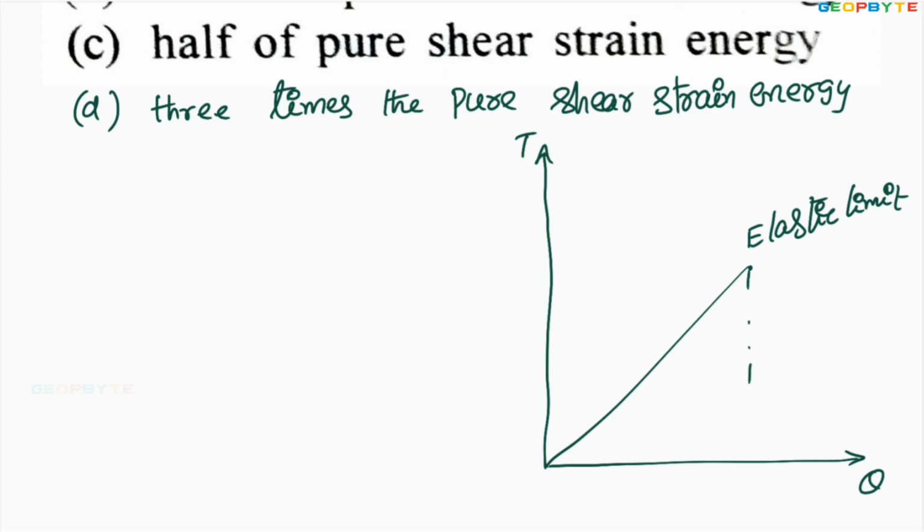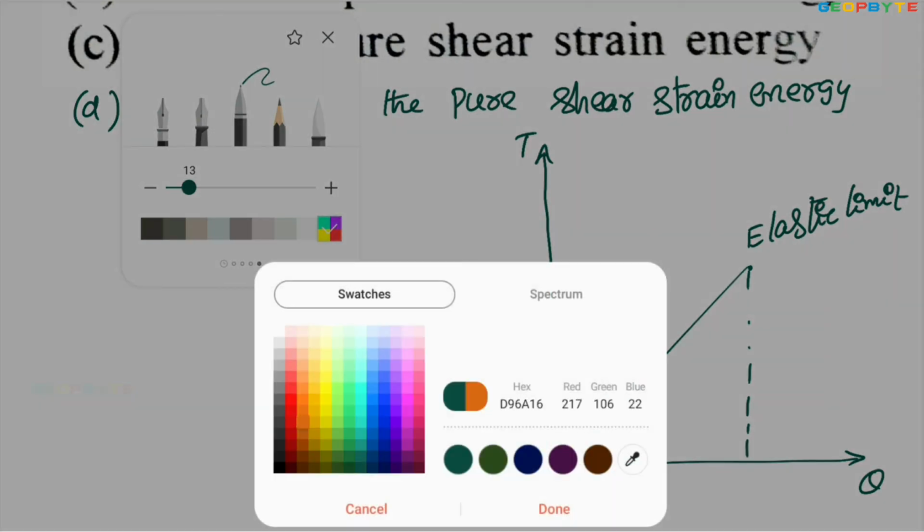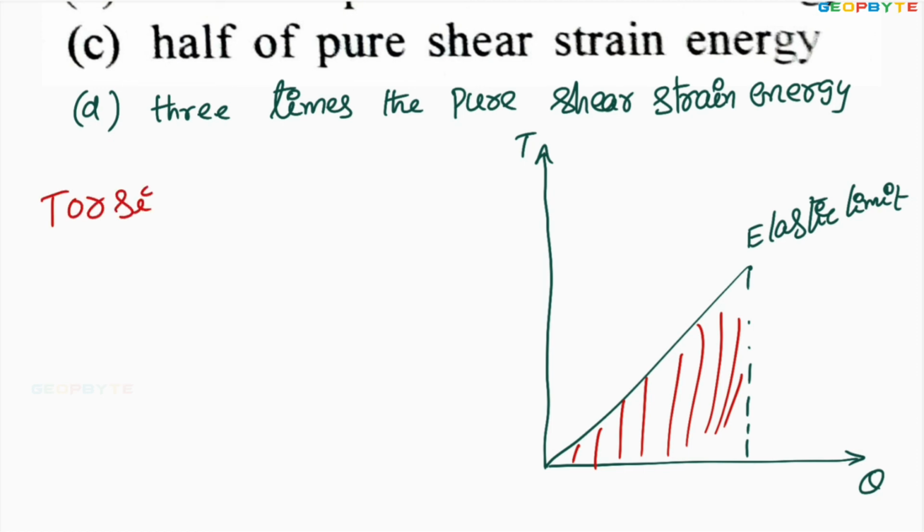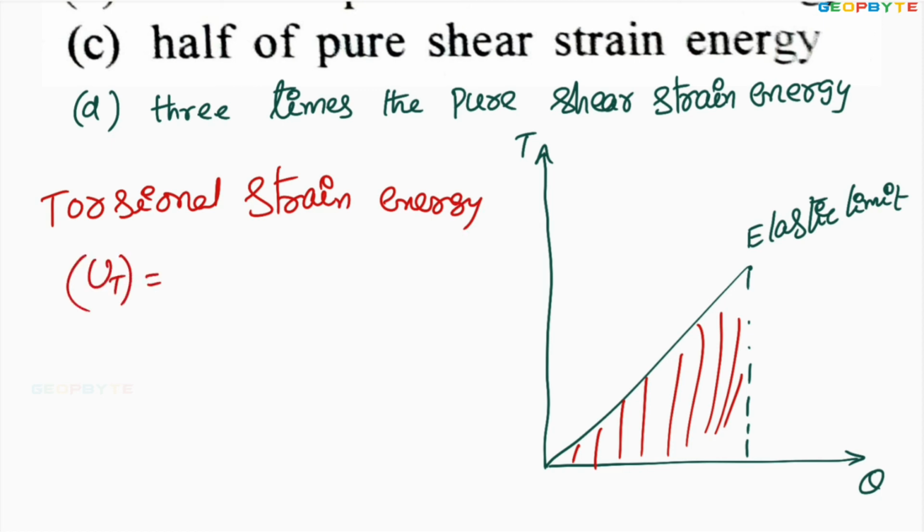Within that elastic limit, the energy stored is equal to the torsional strain energy. Therefore, the torsional strain energy is ideally equal to the area of the triangle. Area of the triangle equals half into base into height. This is the torsional strain energy, half into theta into T.